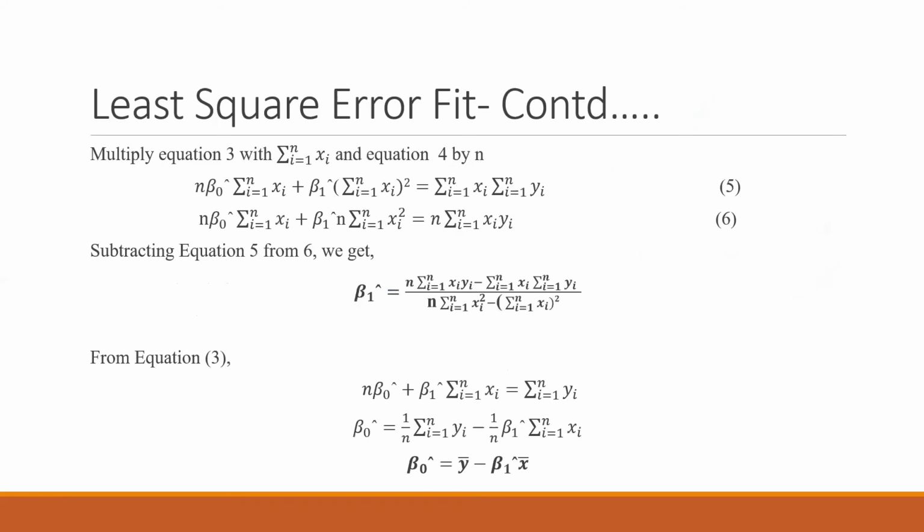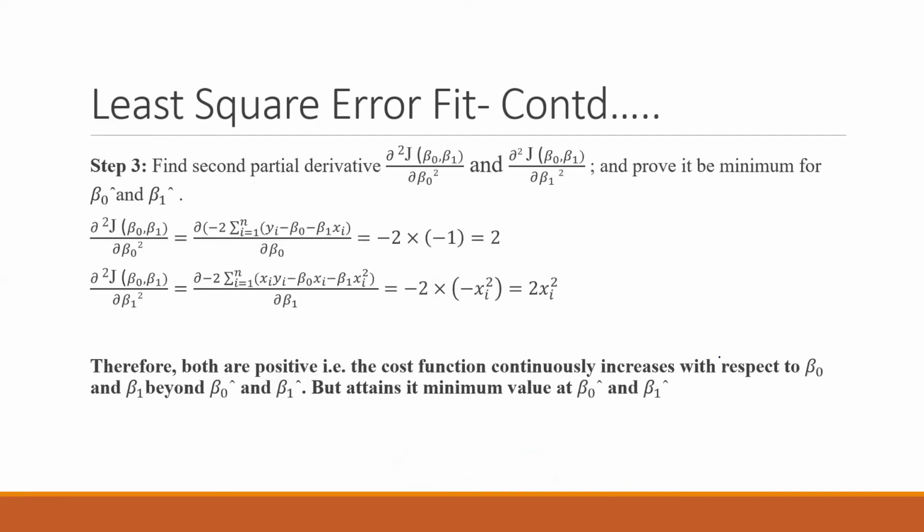Now when we solve this, you will find that in the end beta naught is equal to y bar minus beta 1 hat x bar. So y bar and x bar are the means of the original values, right? This is how the equations are being solved. You can verify it on your end later on.